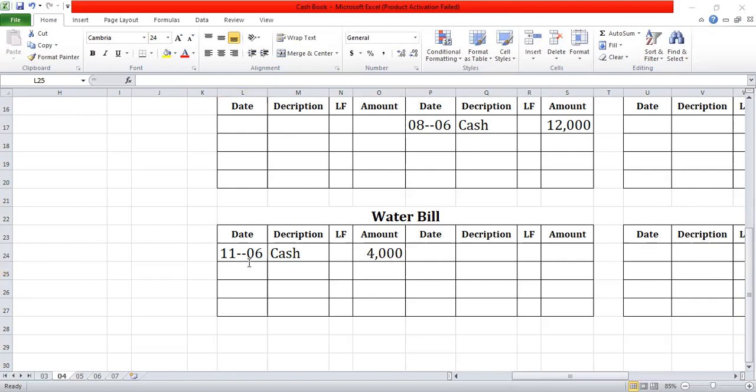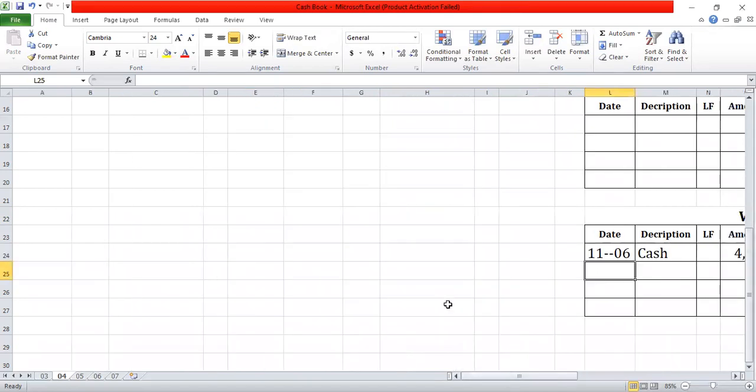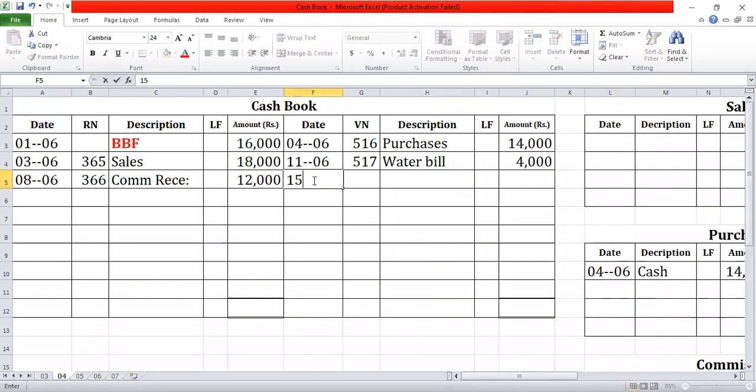Next is also a payment, 15th of June. 518 is the voucher number. We have paid salaries, another expense. How much have we paid? We have paid 15,000. Cash book credit 15,000.